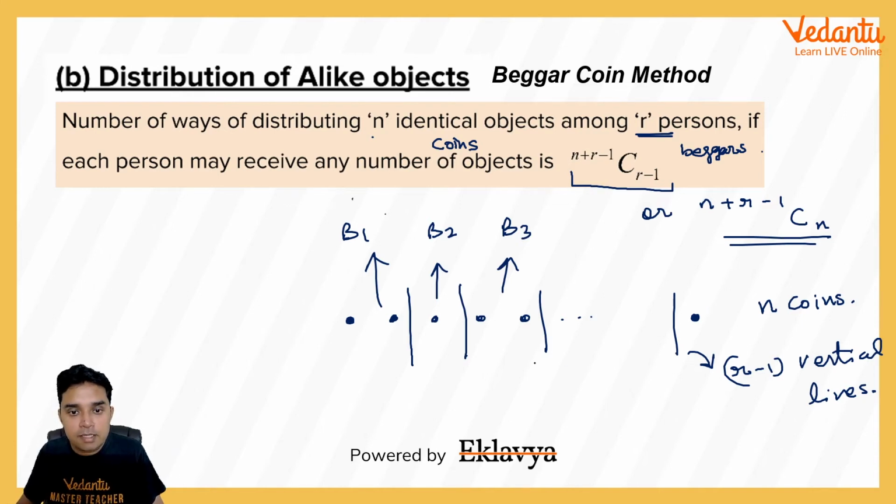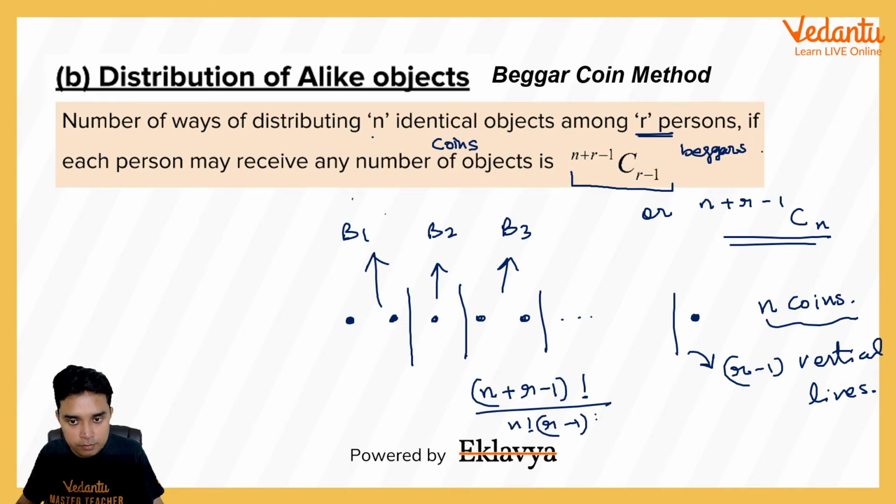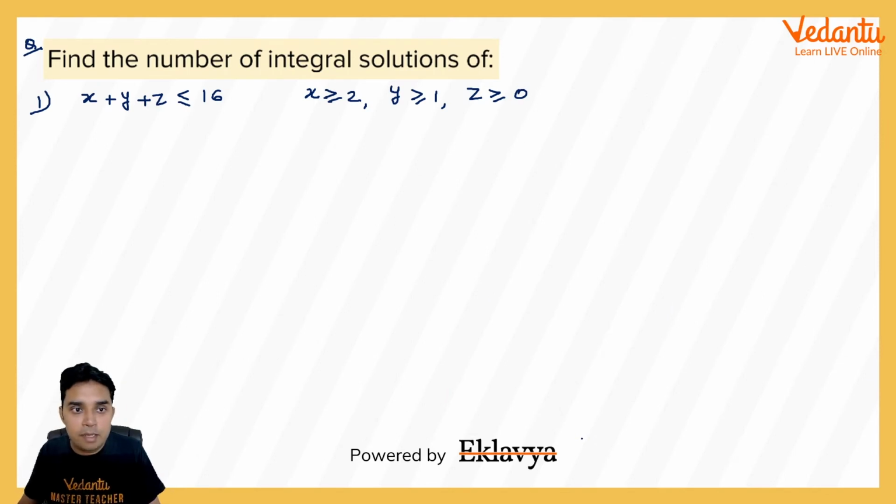So here you can see the question is reduced to just arranging R minus 1 identical vertical lines and n identical coins. So this will be (n plus R minus 1) factorial upon n factorial (R minus 1) factorial. So that's it. Now this formula is very, very important. It is very useful in many places. I will try to show you in 2-3 examples. So let us start with this one. Very easy example. Please see.